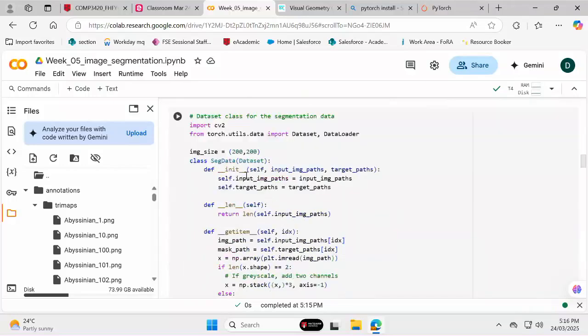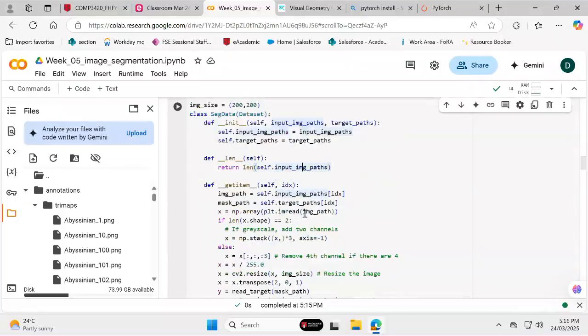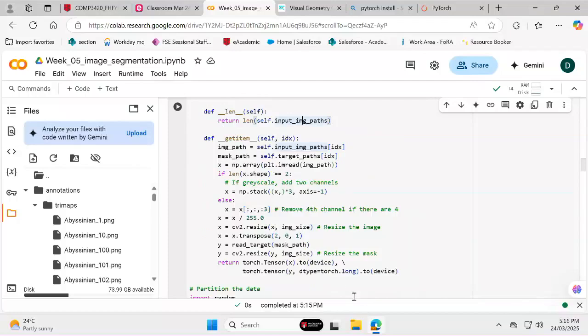So we're going to define a data set that takes the image paths and the target paths, and then at initialization, we just load them into the internal variable so we can access them later. So that's one. And then the length can be the length of either of these 2, this one, why not? And then get item is the more complex one.